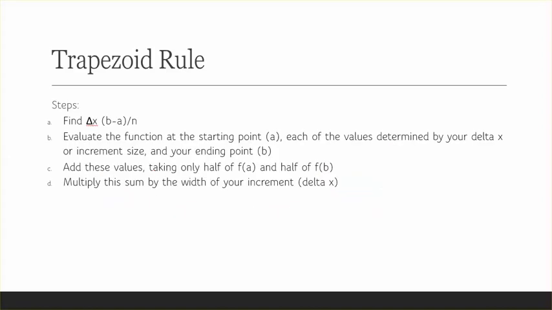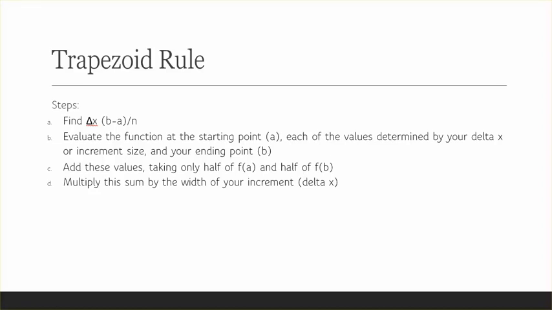Basically, to use the trapezoid rule, first we're going to start by finding delta x. In order to find that, we take the interval b minus a and divide it by n, where n is the number of equal subintervals. We're going to evaluate the function at that starting point and at each of the points as determined by our intervals, and then finally at our ending point. So the number of places we evaluate depends on how many subintervals we were told we wanted.